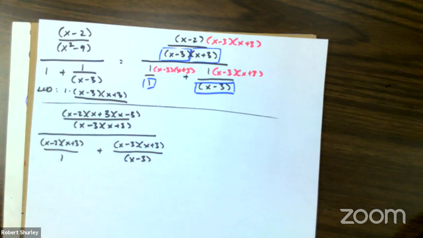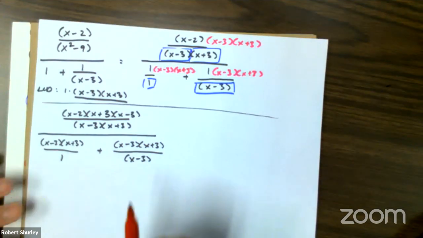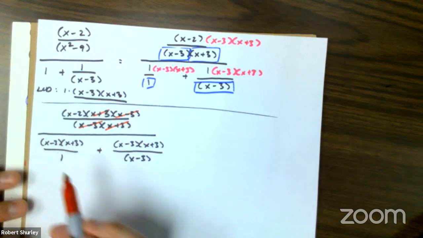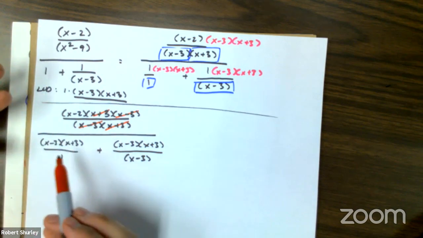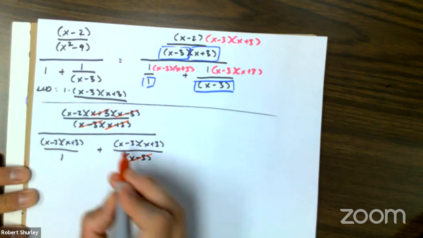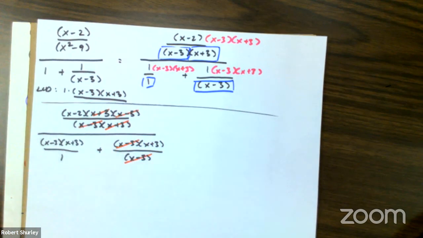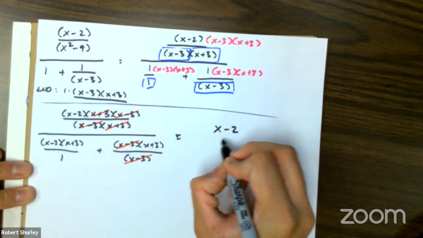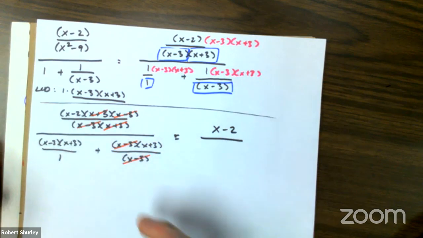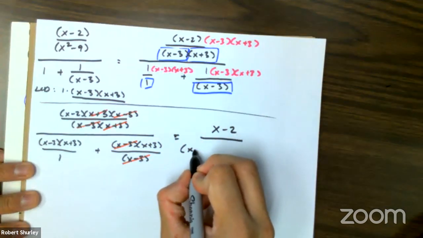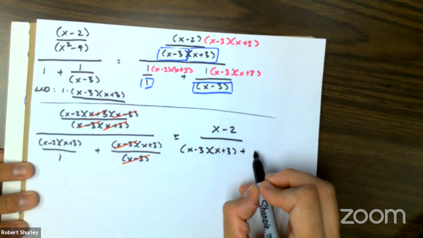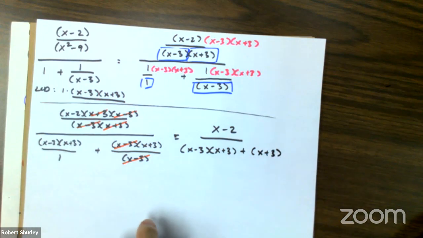Okay, so let's go to canceling now. x minus 3 cancels with that x minus 3. x plus 3 cancels with that x plus 3. Nothing's going to cancel here, right? Because you're dividing by 1. But that's fine because there's no fraction in the fraction. And then the x minus 3 cancels here. Okay, so let's see what we're left with. We're left with x minus 2 on top, right? All of this went away except for that little factor. x minus 3 times x plus 3, that's here, plus x plus 3, okay?